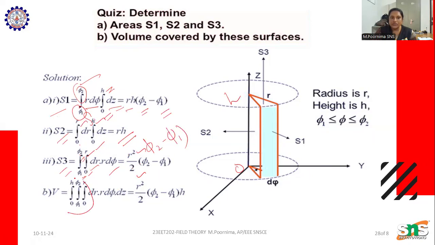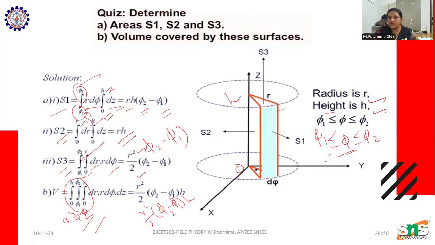So r square by 2 times (phi 2 minus phi 1) into h gives the volume. Here the radius is r, the height is h, and phi lies between phi 1 and phi 2, that is phi 1 is less than or equal to phi, which is less than or equal to phi 2. So these are the points to be remembered.